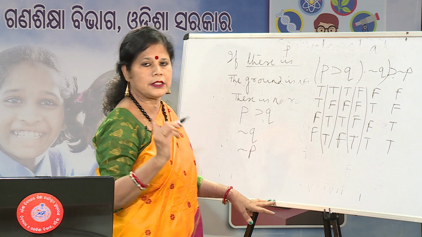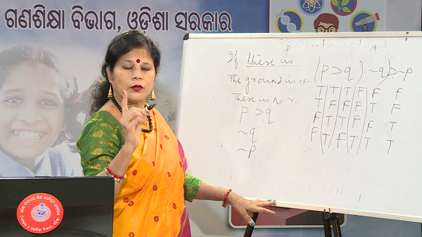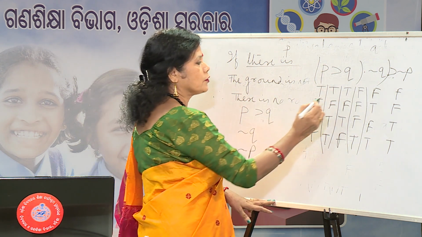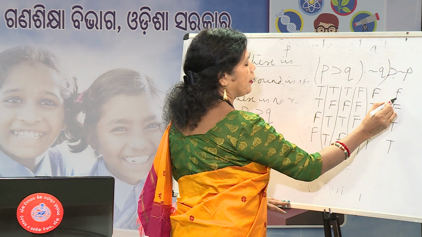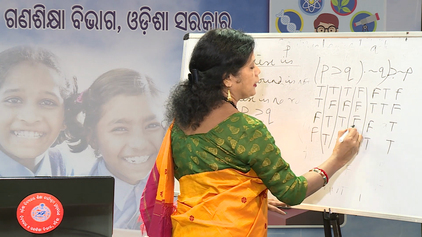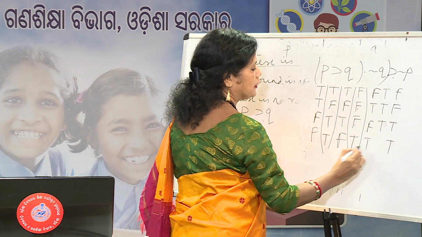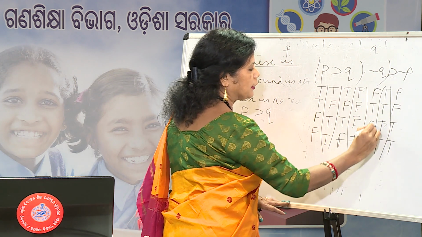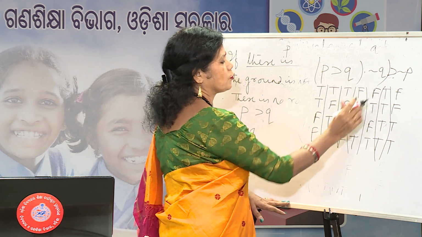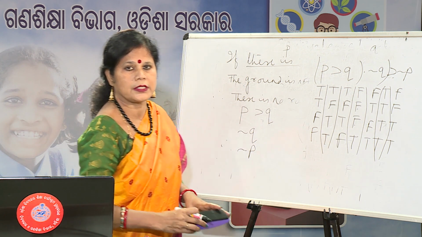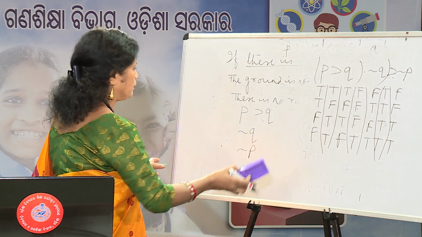The implicative function is false under one condition: when the antecedent is true and the consequent is false. So here you see F T T. So here the main column contains only T's. So, this is a case of tautology.